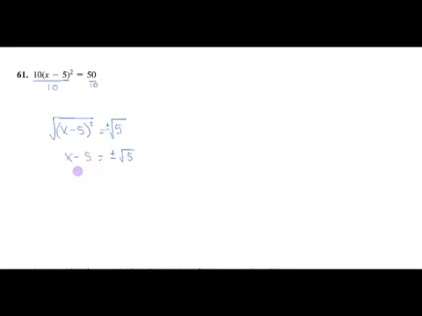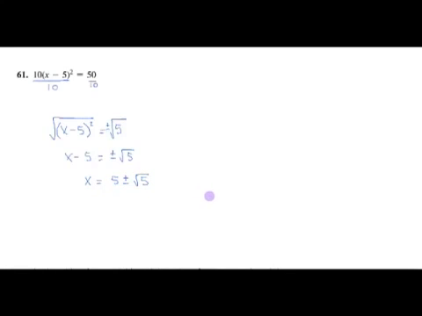Let's use the square root property to solve this. First, we need to isolate the squared thing, so we're going to isolate x minus 5 quantity squared. The first thing we'll want to do is to divide by 10. So x minus 5 quantity squared is 5. Now we'll take the square root of both sides, and we get x minus 5 is plus or minus the square root of 5. When I add 5 to both sides, I get x is 5 plus or minus the square root of 5.